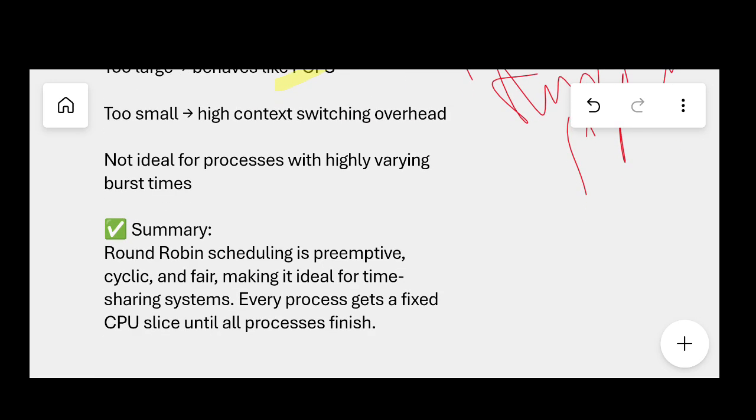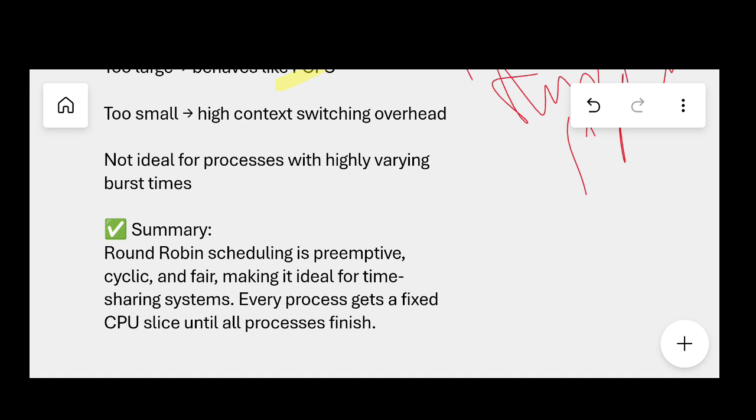The summary: round robin scheduling is preemptive, cyclic, and fair, making it ideal for time sharing systems. Every process gets a fixed CPU slice until all processes finish. The round robin algorithm is widely used in time sharing systems, where multiple processes share the CPU fairly.